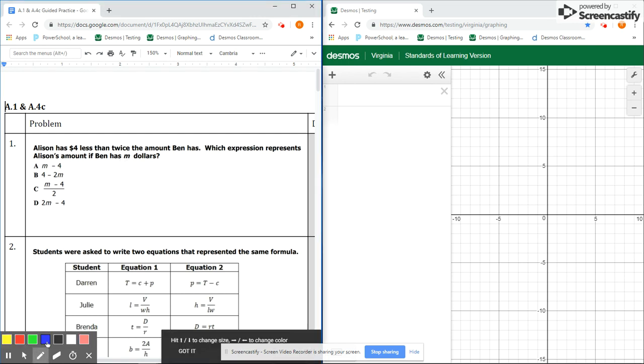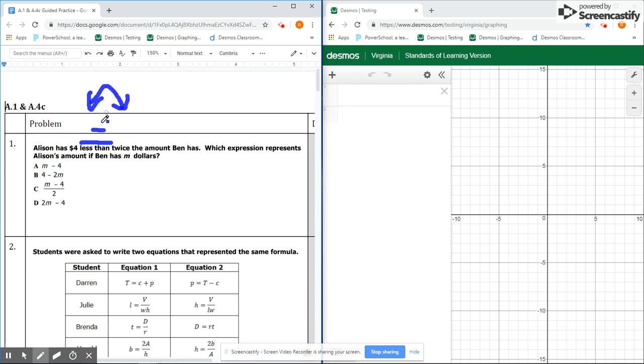All right, I'm going to highlight some certain things here that we need to know. Less than, that's very important. Remember, less than is a minus sign, and we need to switch. Less than means switch. If it were to say more than, we'd also need a switch. So we're going to switch $4, and we're also going to switch twice the amount.